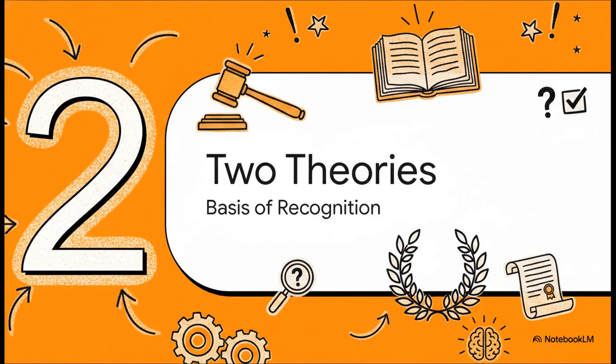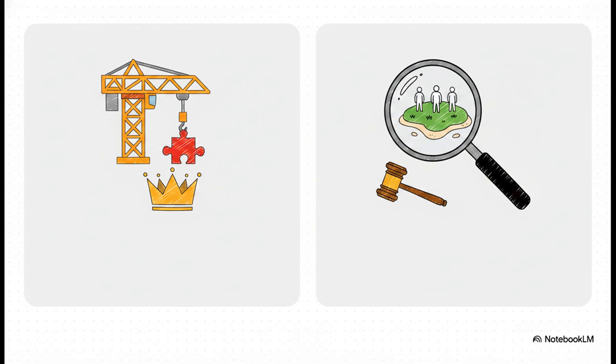Moving on to Section 2, the two theories of recognition. Now that we know what it is, how exactly does this recognition come to legally exist? You're going to want to pay attention here, because this is a classic high-yield exam question that professors absolutely love to test. There are two competing schools of thought, and distinguishing between them is the perfect way to elevate your legal essay. First up, we have the constitutive theory.